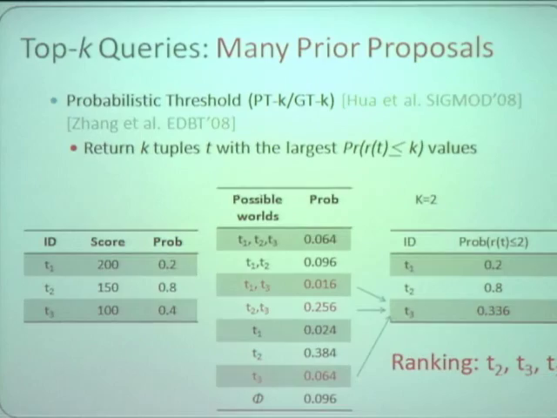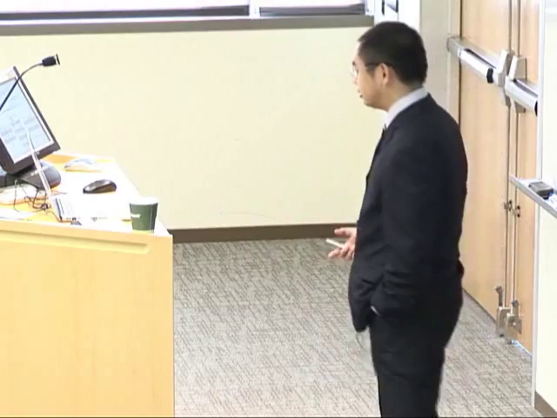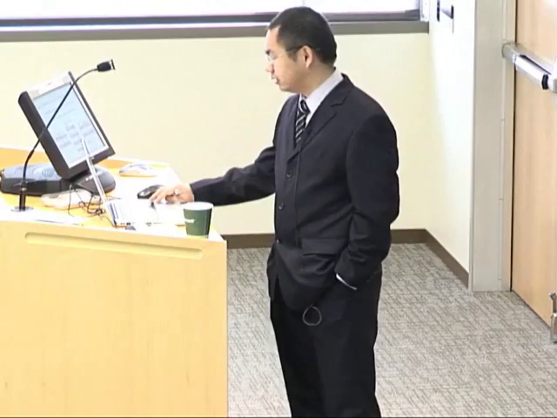So again, one question arises. In order to compute this probability, we have to sum up the probabilities of possible worlds. But if there are many tuples, the number of possible worlds is exponential. We have to have a more efficient algorithm to estimate this probability, right? So this is an algorithmic challenge here.